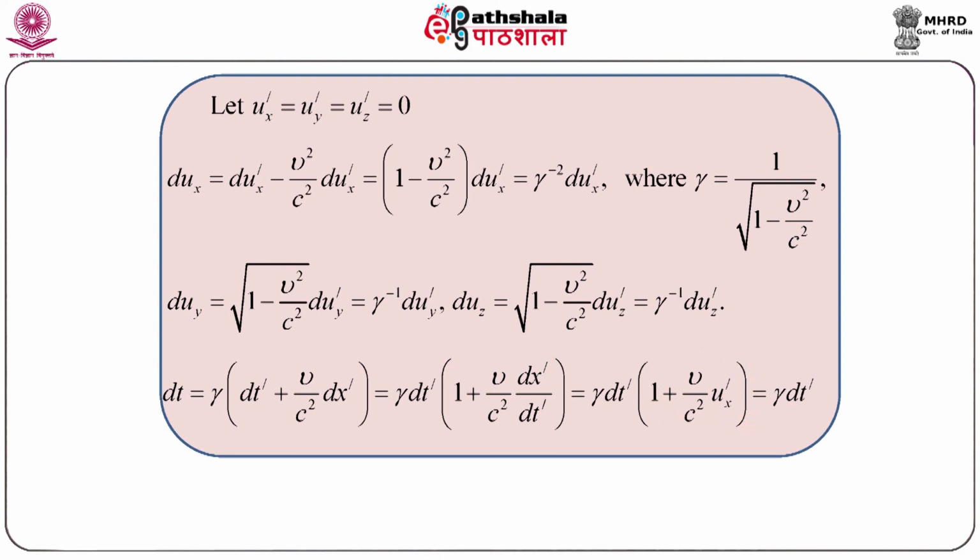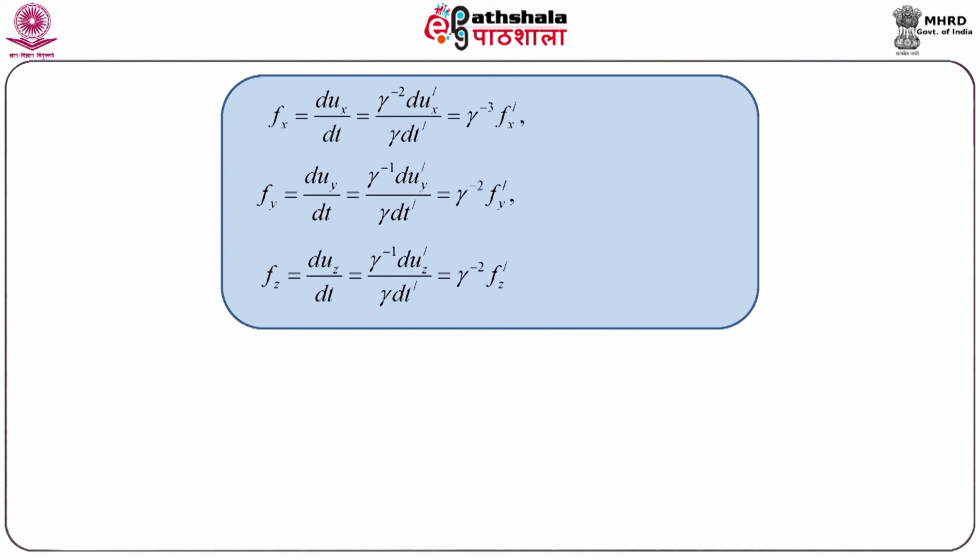gamma into dt dash. The component of acceleration along x axis in frame S is given by d/dt of u suffix x. If we substitute the result obtained for du suffix x and dt, we get this result. This finally gives gamma to the power minus 3 f dash suffix x. F dash suffix x denotes the component of acceleration in frame S dash along the x dash axis.